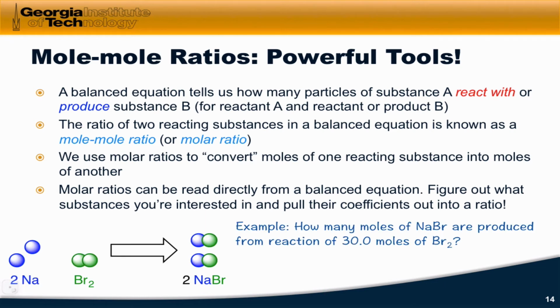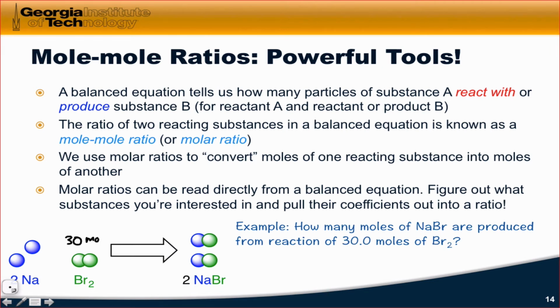Let's do a quick example here. How many moles of sodium bromide are produced from the reaction of 30 moles of Br2? So this is kind of going in the opposite direction. We know we've got 30 moles of Br2, and we want to know how many moles of sodium bromide we can produce from the 30 moles of Br2. The coefficients here are 2 sodium atoms, they're drawn for you here and here, plus 1 bromine molecule. Br2 produces 2 molecules of sodium bromide.